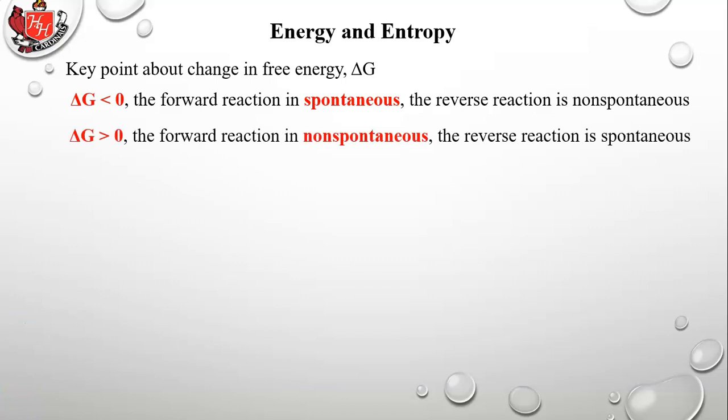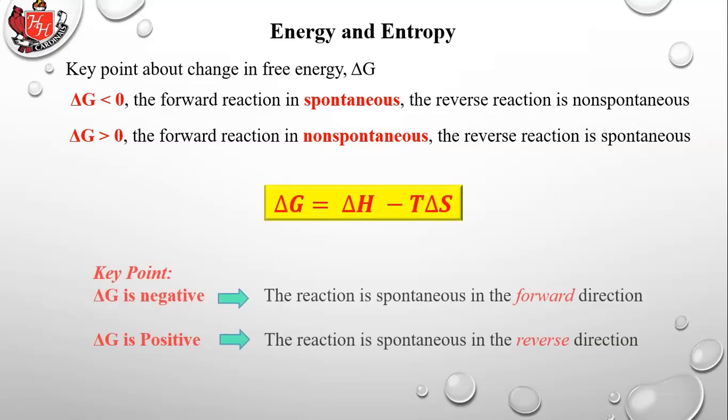When delta G is greater than 0, that means that free energy would have to be going in. That's not natural. You don't want energy to have to go into a reaction, in this case free energy. The forward reaction is non-spontaneous. That means the reverse reaction is going to be spontaneous. So again, there's the formula. Key point, delta G is negative: the reaction naturally happens, is spontaneous in the forward direction, left to right. Delta G is positive: the reaction is spontaneous in the reverse direction, from right to left.